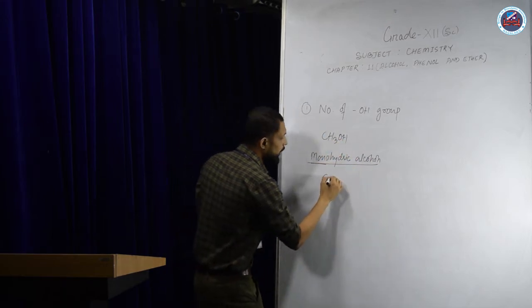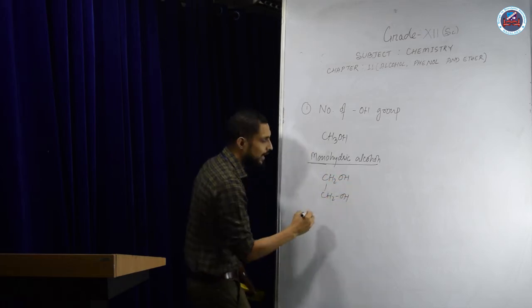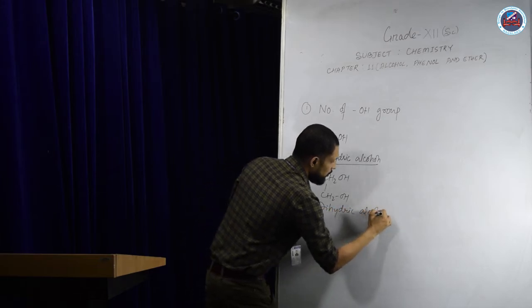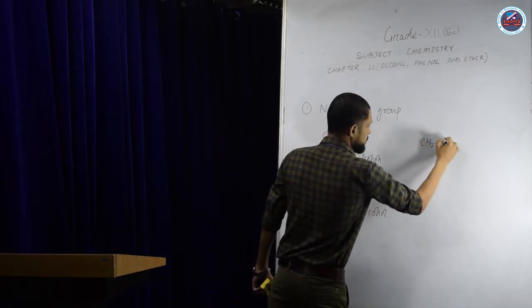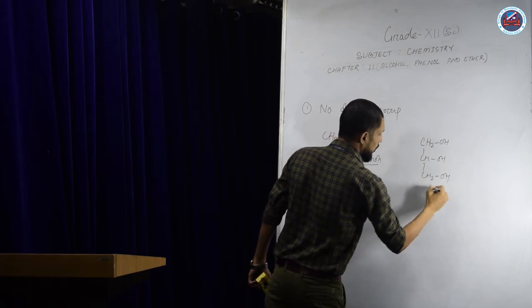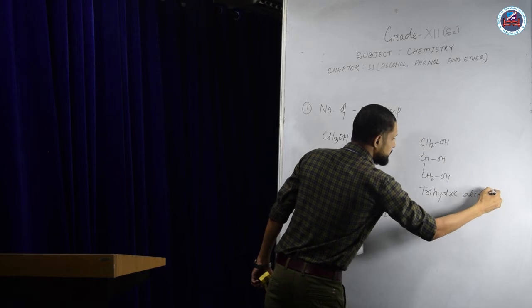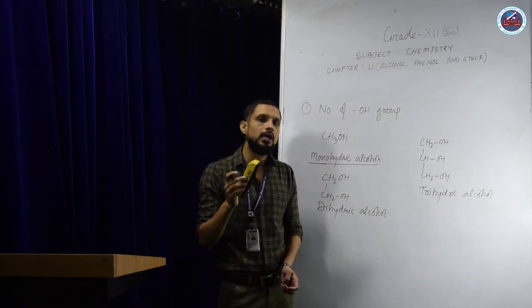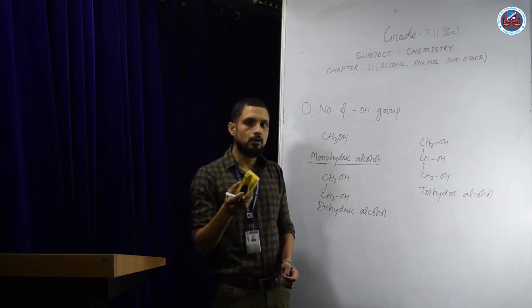If you have two OH in a compound, CH2OH, CH2OH, it is known as dihydric alcohol. Similarly, if you have three OH group, it is known as trihydric alcohol. And if you have more than three, it is known as polyhydric alcohol. One example of polyhydric alcohol is glucose.